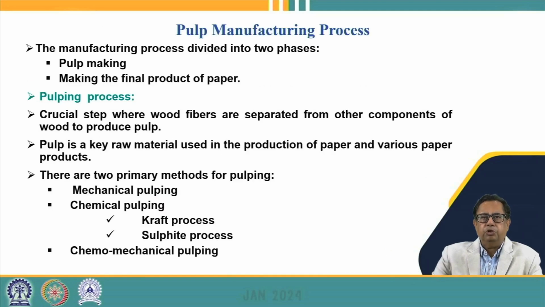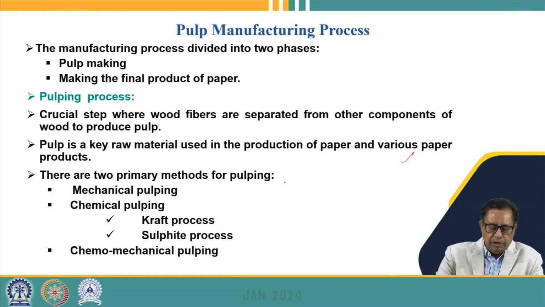So the paper making process can be divided into two phases. One is the pulp making and the other is the final product of the paper. The pulping process is the crucial step where the wood fibers are separated from the other components of the wood so that we can produce pulp. For example, here we separate out the lignin and the other waste materials which are there in the wood which we do not require, and we separate out the cellulosic fibers so that we can produce the pulp out of it. And we know that the pulp is the essential and key raw material for the production of paper.